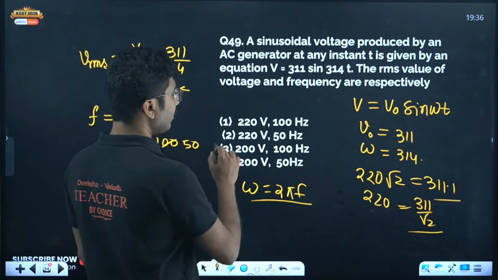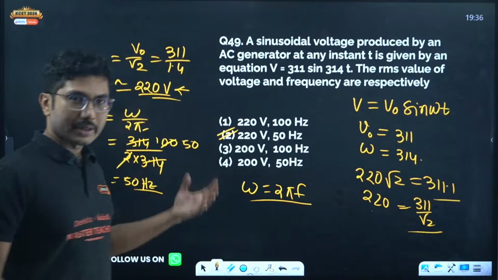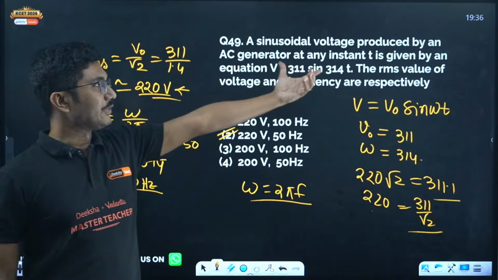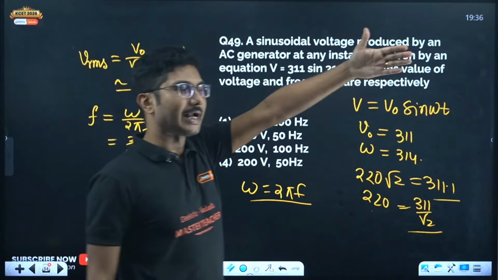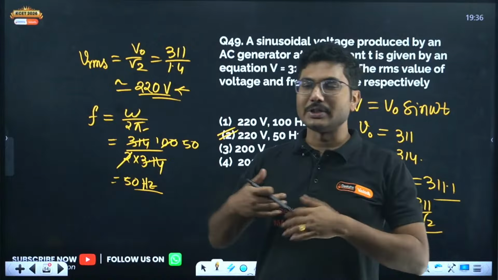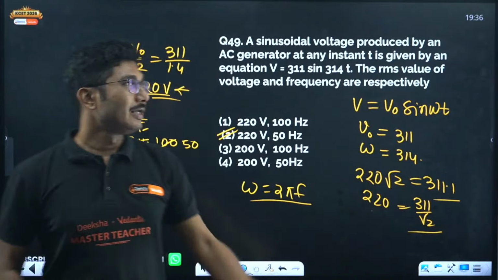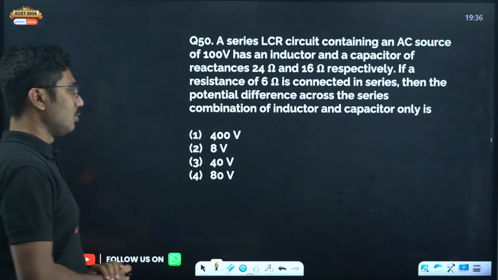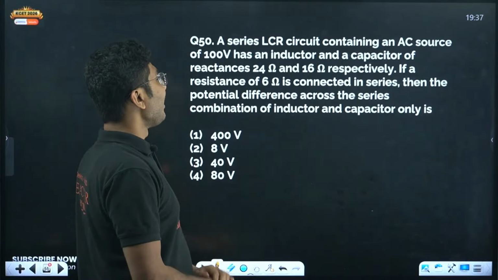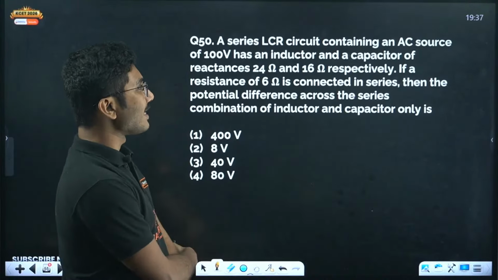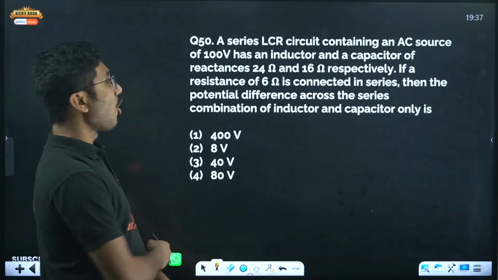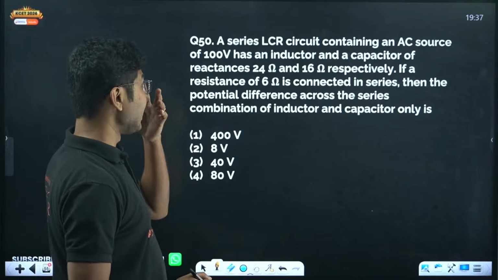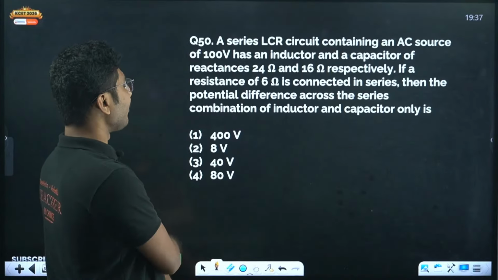So 220 volt, 50 hertz, that is our day-to-day domestic supply. This is the equation of our domestic supply that you are receiving, I am receiving, everyone is receiving in India. This is the supply in their domestic appliances.